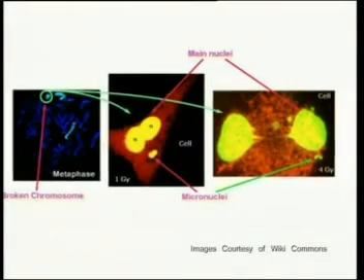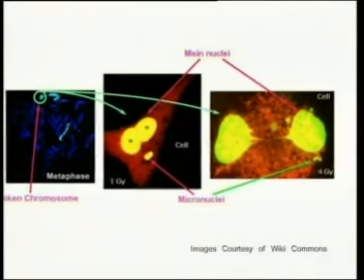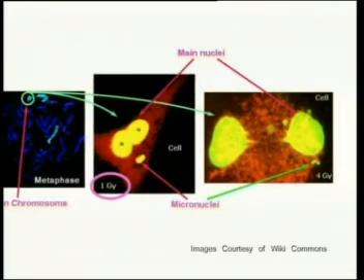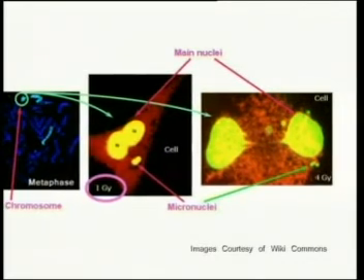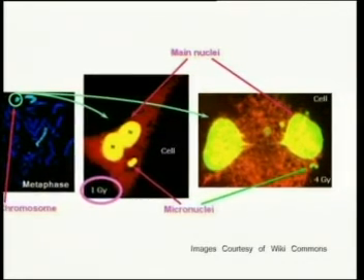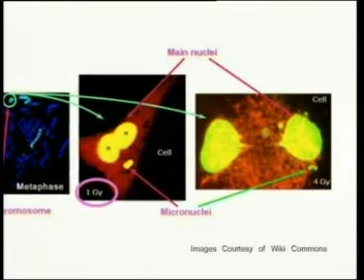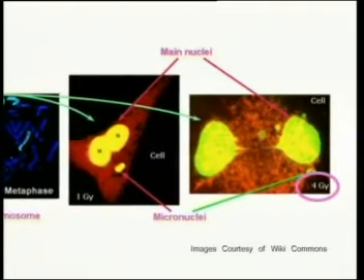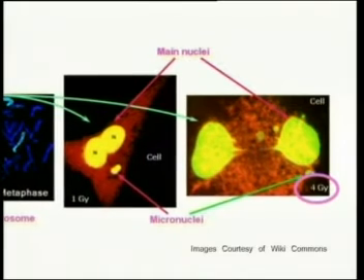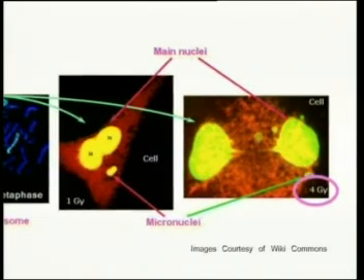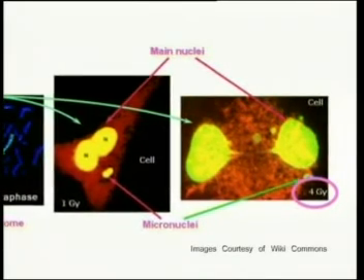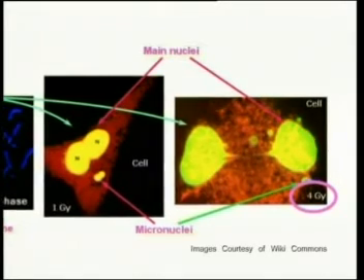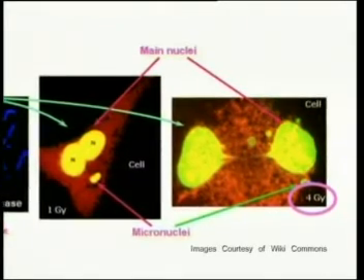Radiation damage depends on the dose of radiation you give. If you give a small dose, as in this case 1 gray, you would get a lower level of micronuclei. And here we have an example of 1 big micronucleus at 1 gray of radiation. On the other hand, when the dose is increased to 4 gray, we do see an extensive level of damage. And in our case here, we have 5 micronuclei in that particular cell.